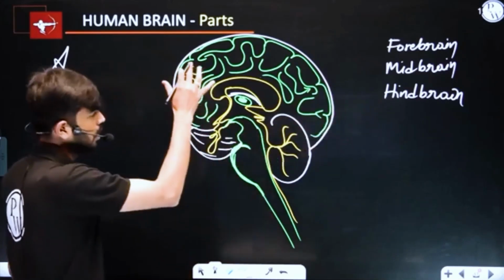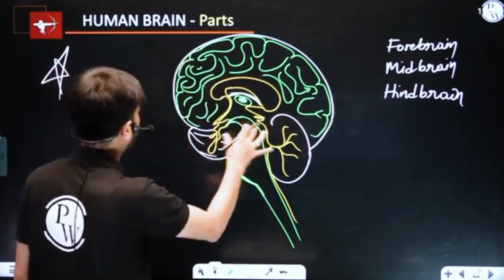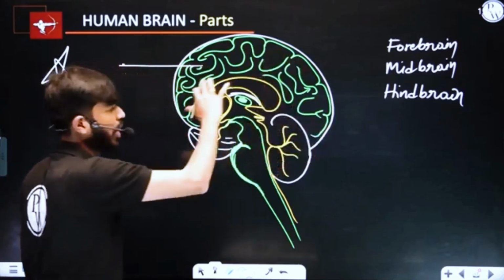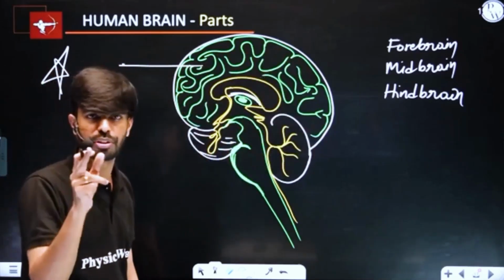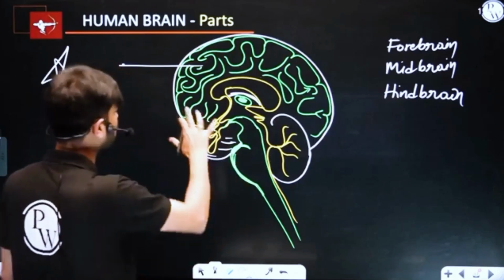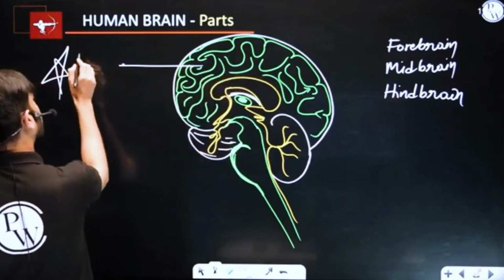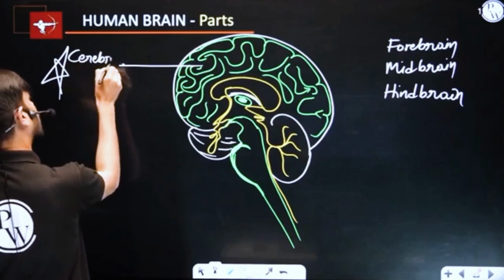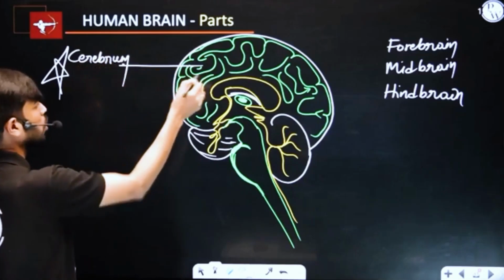Next, when we come to this particular portion, this large portion we have written along with the convolutions, I mean, madikigaliruttalla. This particular portion is called forebrain, and forebrain has 2 parts. One is cerebrum. Okay, idu cerebrum anta tilkovona.